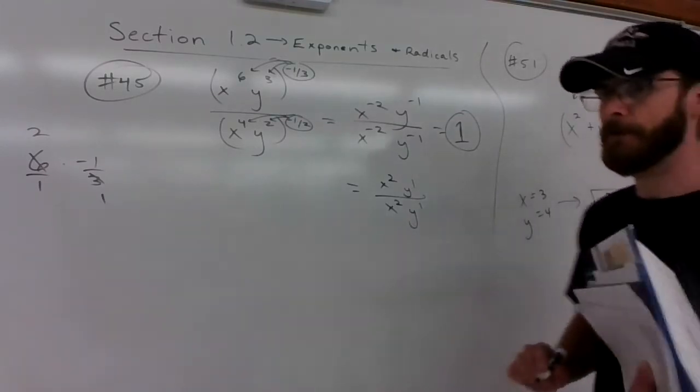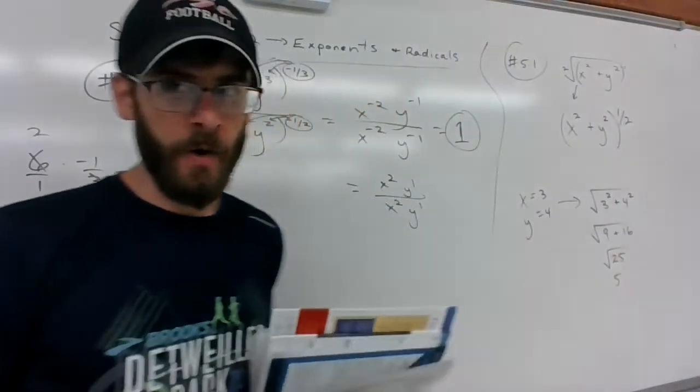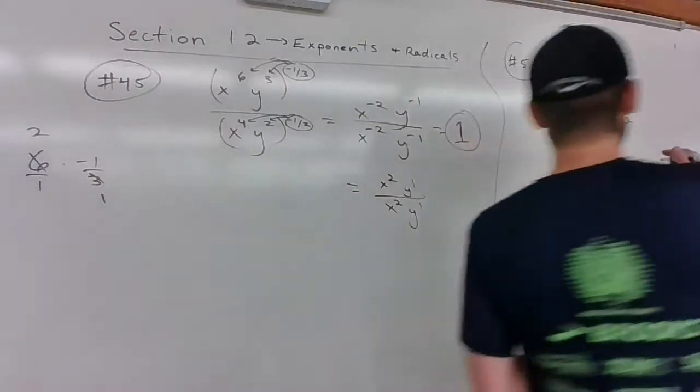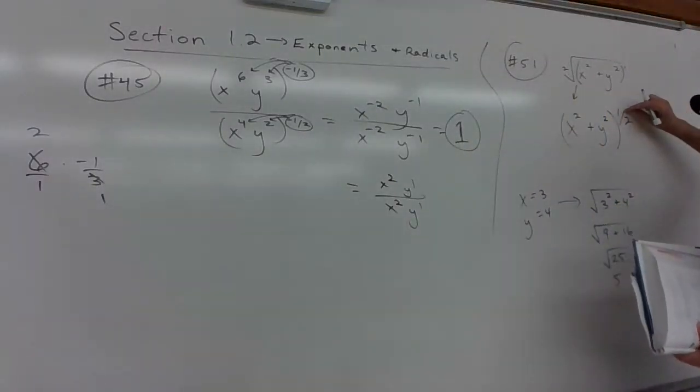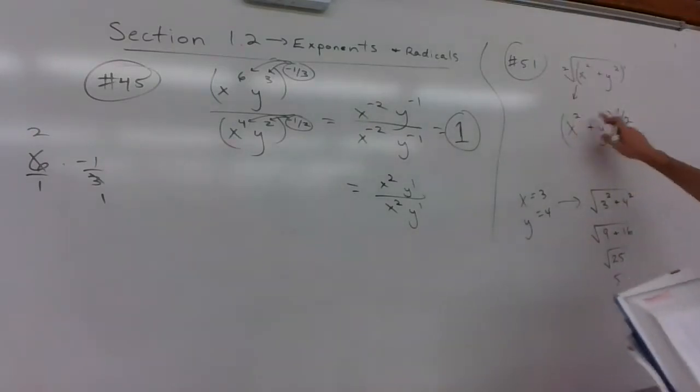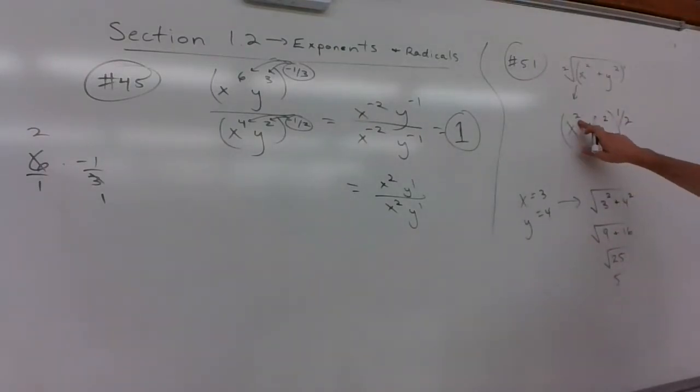Okay, right? Now, if a person was thinking that they could just straight up distribute the 1/2 here, that would make it x to the 1 power, right? 1/2 times 2 would be x to the 1. So it'd be like, all right, x to the 1 plus y to the 2 times 1/2 would also be to the 1 power. So it'd be like, hey, what's x plus y?